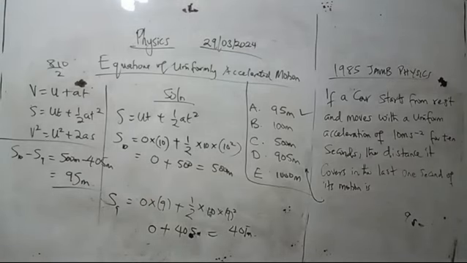Let's go over it again. It says that the car starts from rest, so initial velocity is 0, with a uniform acceleration of 10 meters per second squared for 10 seconds. If you are told to calculate for 10 seconds, the answer would have been 500 meters. If told to calculate for just 9 seconds, the answer would have been 405 meters. But we are asked to calculate in the last 1 second. So we subtract that for 9 seconds from that for 10 seconds.